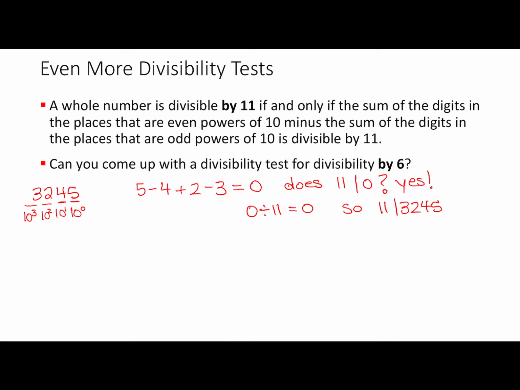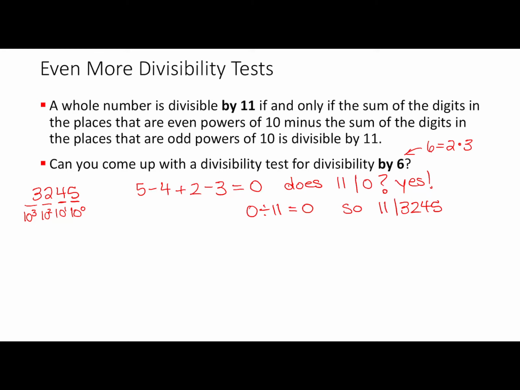All right, how could I test for divisibility by 6? Well, it might help to recognize that 6 is 2 times 3. And so if a number is divisible by 6, it must be divisible by 2, and it must be divisible by 3. Now, this isn't going to work for every number that you can break down this way. So we'll see some examples, hopefully, in the homework. But here, it does work.